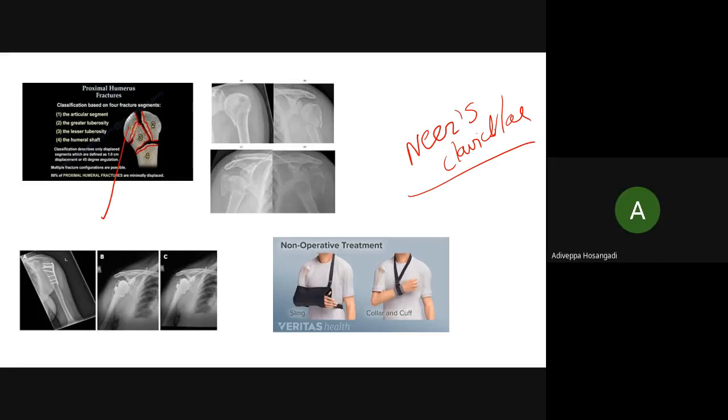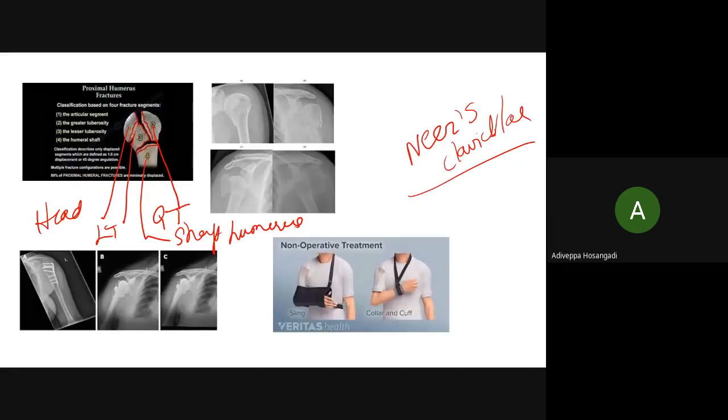One is the head, one is the greater tuberosity, the lesser tuberosity, and the shaft of the humerus. These are the four parts. The proximal humerus can fracture in four parts, but not always. It can be a simple two-part fracture, a three-part fracture, a four-part fracture, or a four-part fracture with dislocation. Remember this.